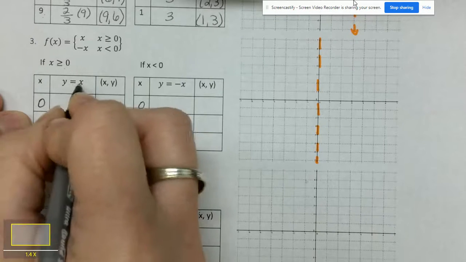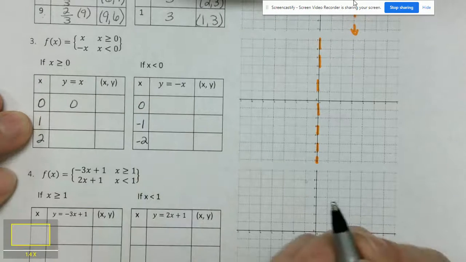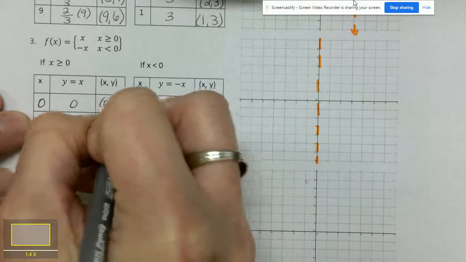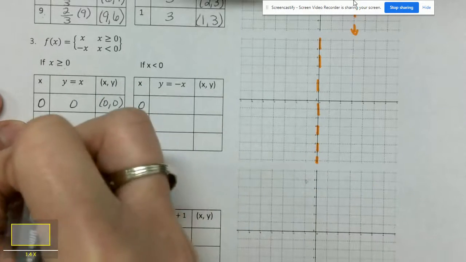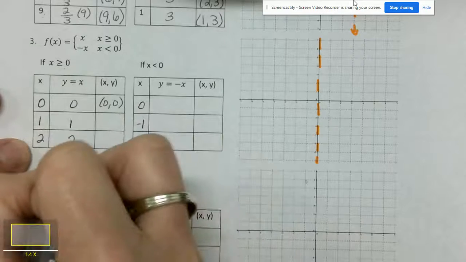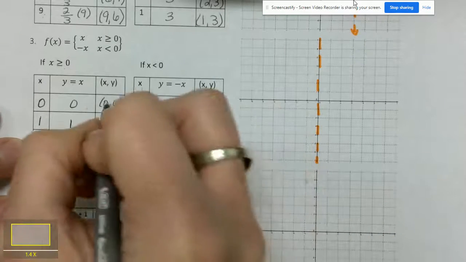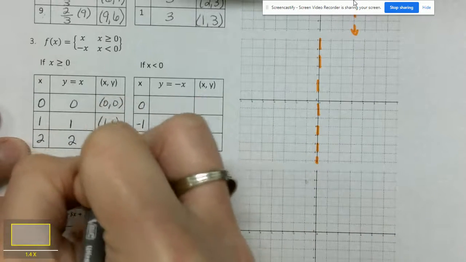Okay, y equals x is my first one. So if I put 0 in, I get 0. So this one's the point 0, 0. Okay, if I put in 1, I get 1. If I put in 2, I get 2 because it's y equals x. So this is 1, 1. This is 2, 2.